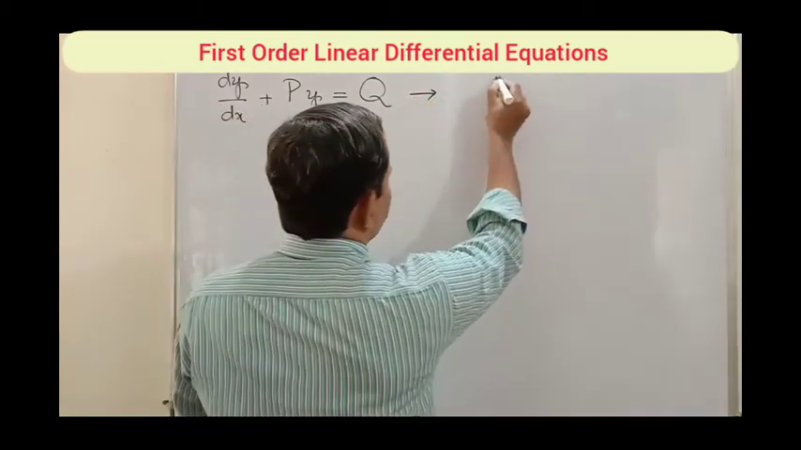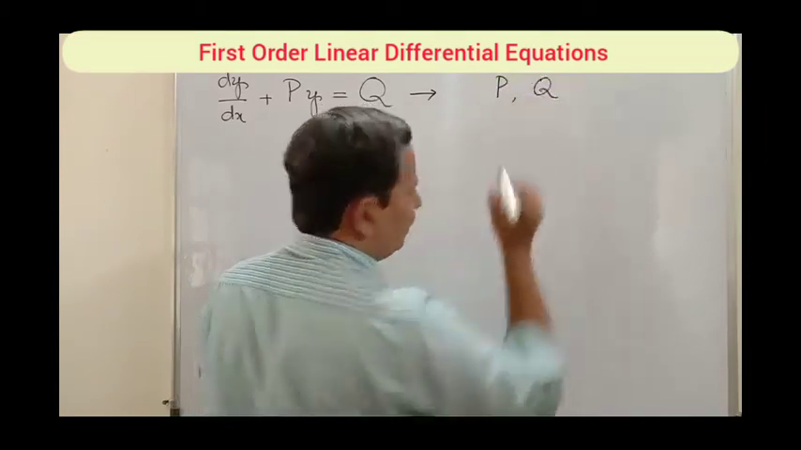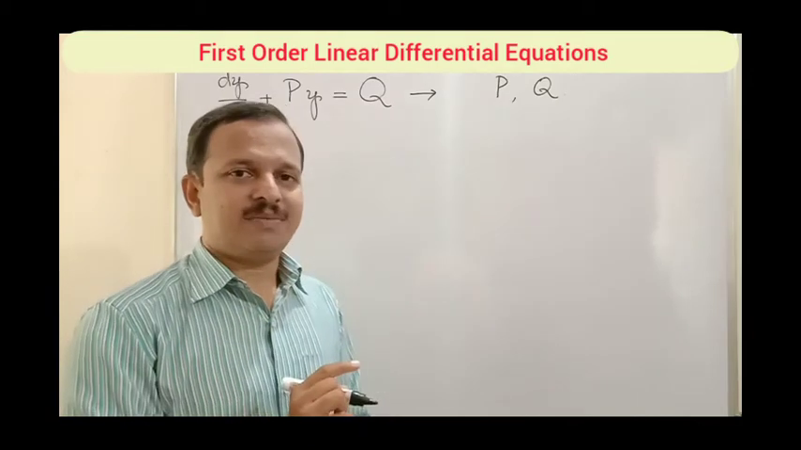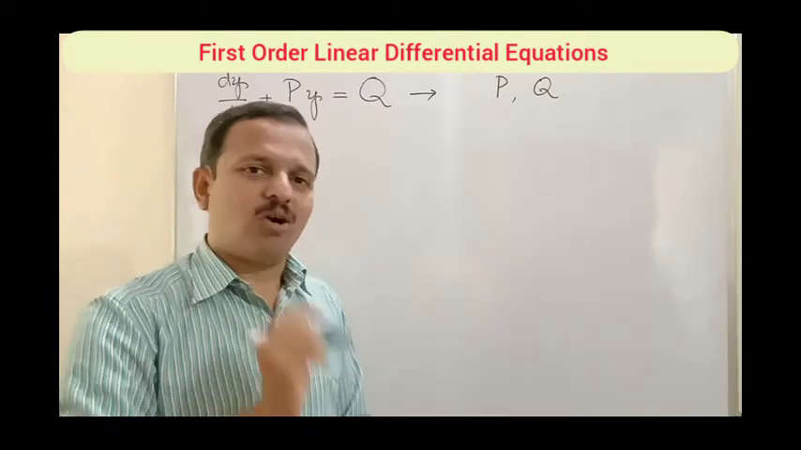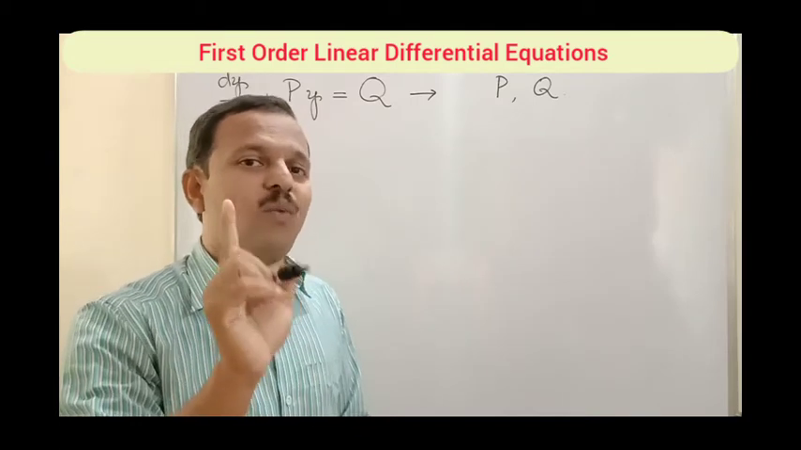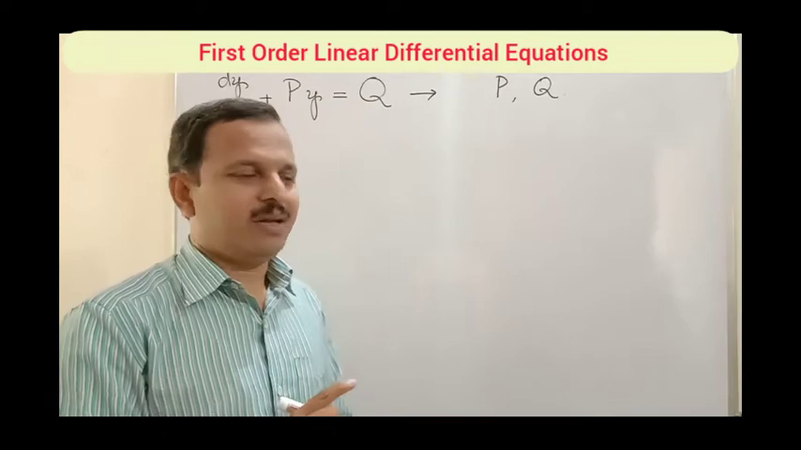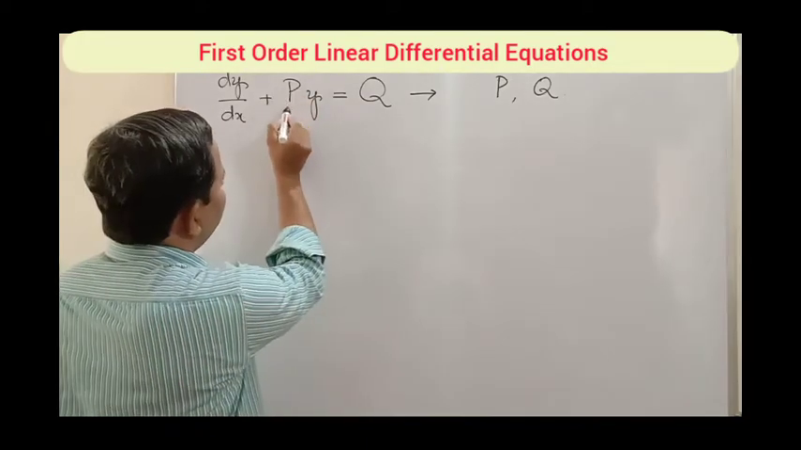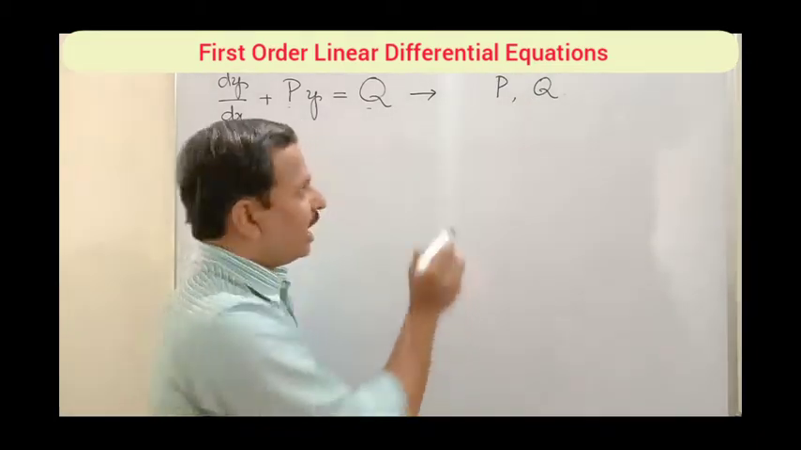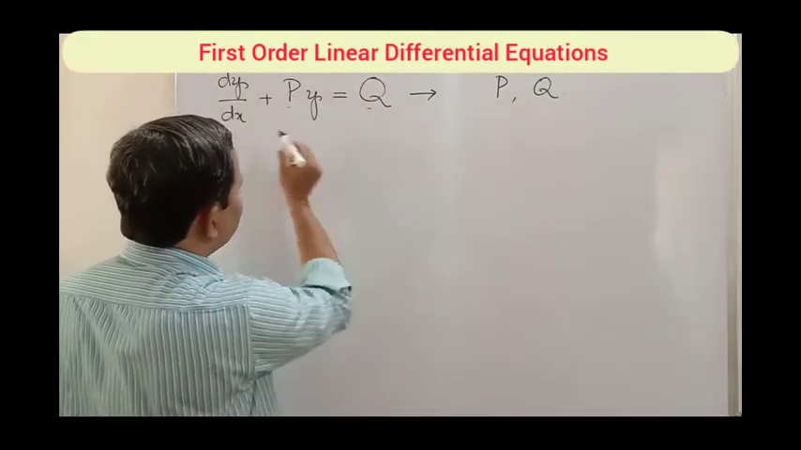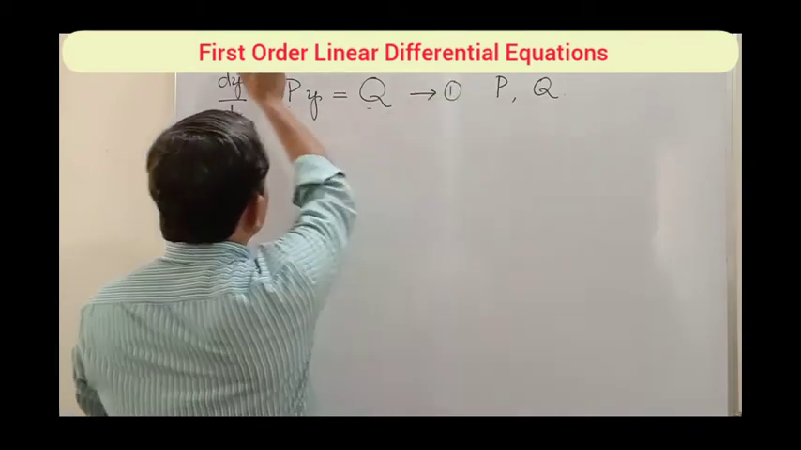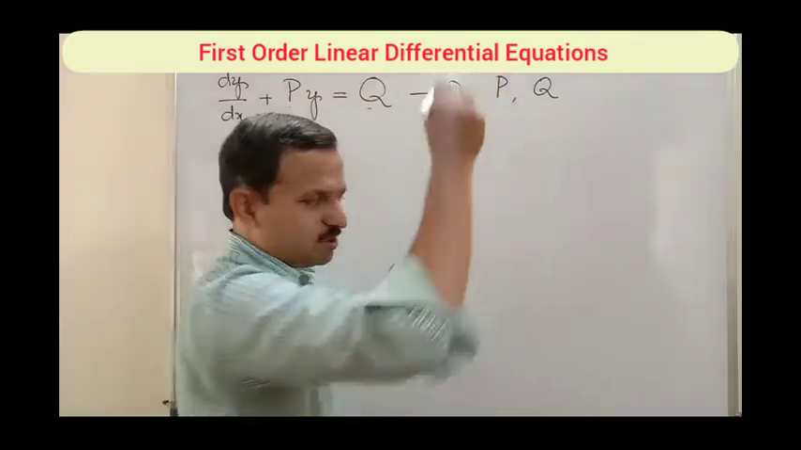Here, what is P and what is Q? They are very important. P and Q are the functions of X, or they can be constants. The condition is that they must not contain any y term. That is a very important thing. So here this P and this Q are functions of X, and such an equation which is present in this form is called the first order linear differential equation.